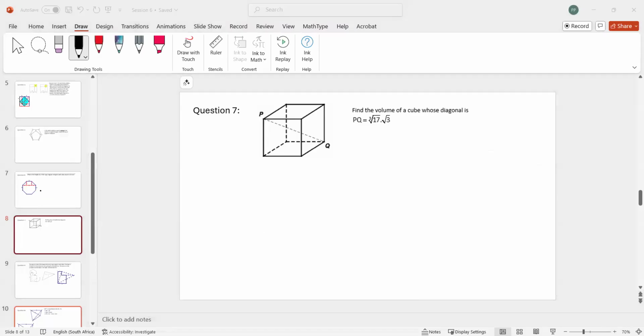It says here that the volume of a cube whose diagonal is given by some funny looking number here, the cube root of 17 times the square root of 3, and the question is to find the volume of this cube. Let me just draw a much larger picture.